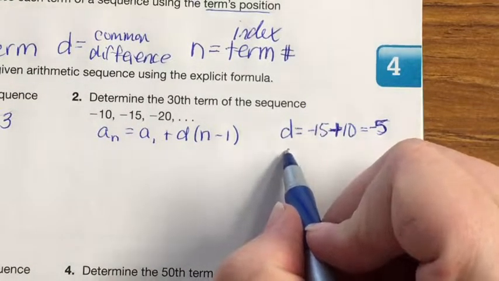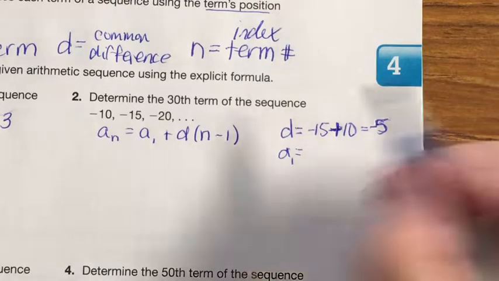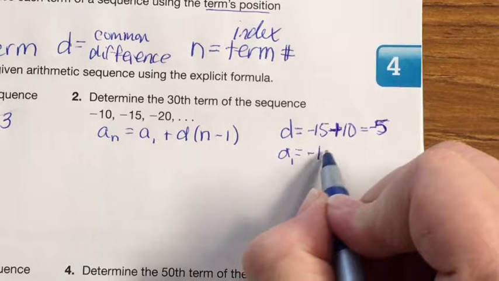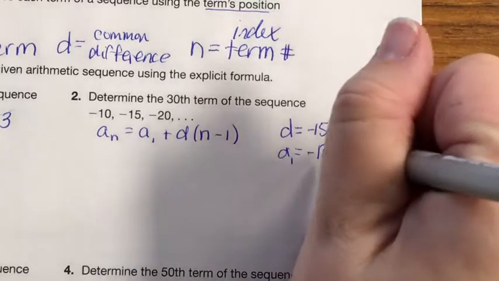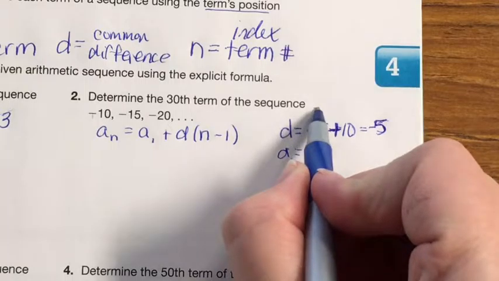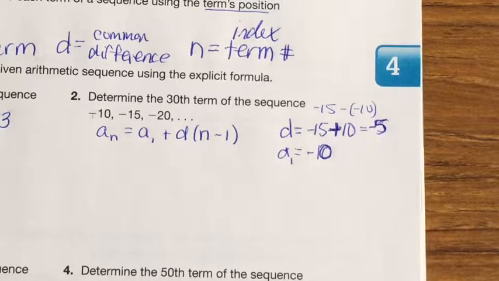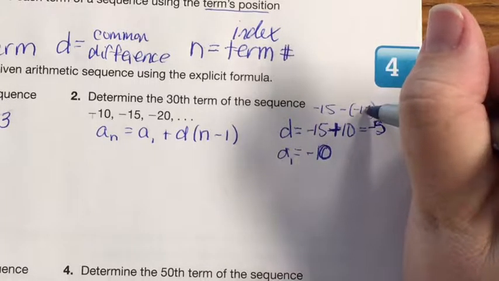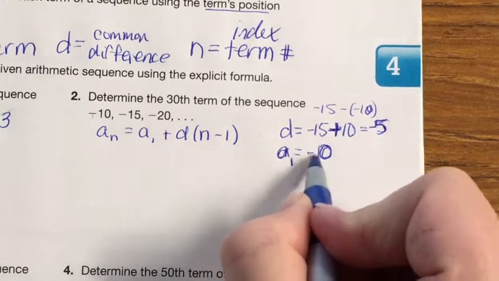While we're at it, let's write down what our A sub 1 is. Miss Plumber, what is our first term? I thought when you did negative 15, you always minus the first term. Second term minus the first term. Since the first term was negative 10, we did negative 15 minus negative 10. Does that make a little bit more sense? Good question, thank you. Then A sub 1 would be the first term, and that's negative 10.